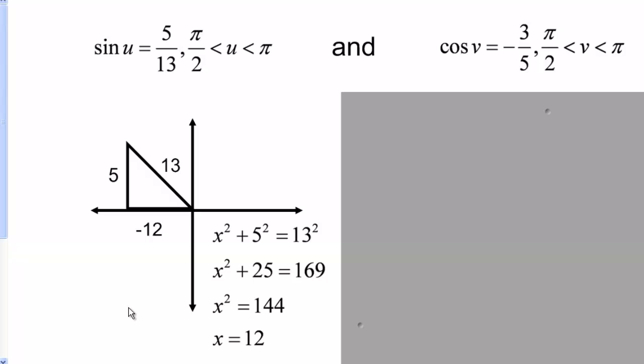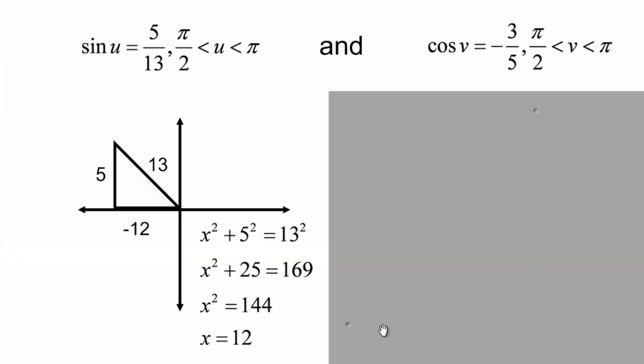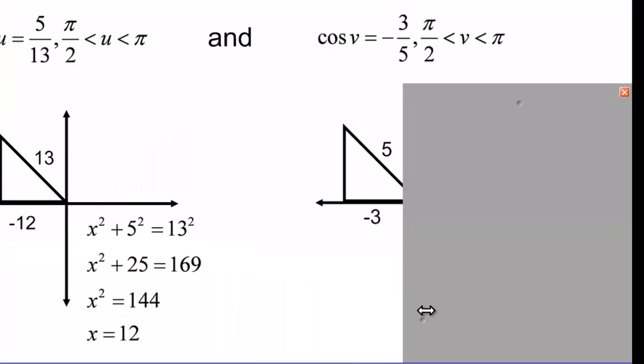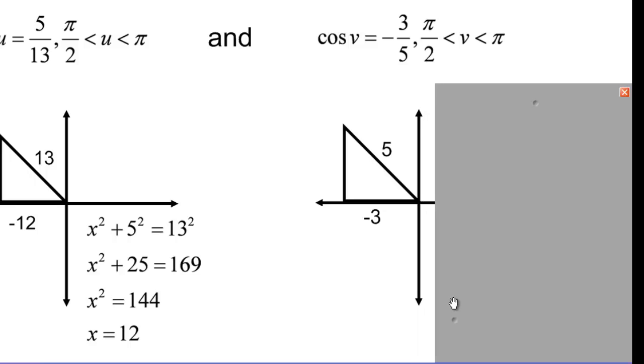I'm going to apply the same process for angle v. I am given some information that v is located in the second quadrant as well. It's between pi over 2 and pi, or between 90 and 180. And cosine is defined as x over r. My radius is always positive because that is a distance. So the negative is going to apply to my x value of negative 3.